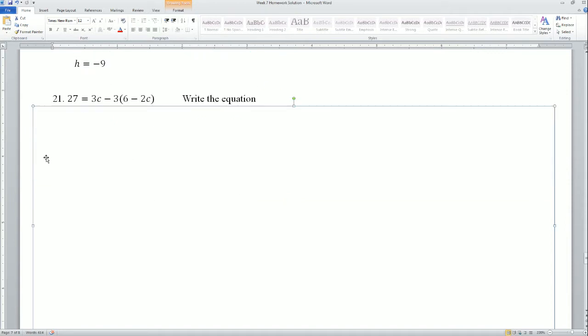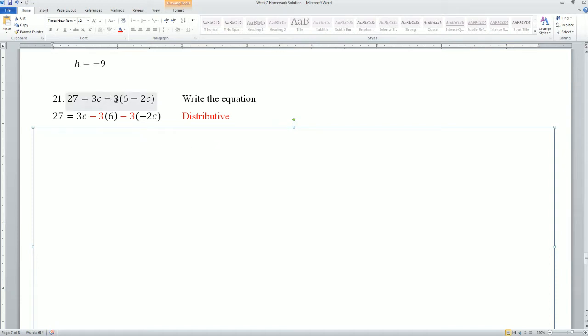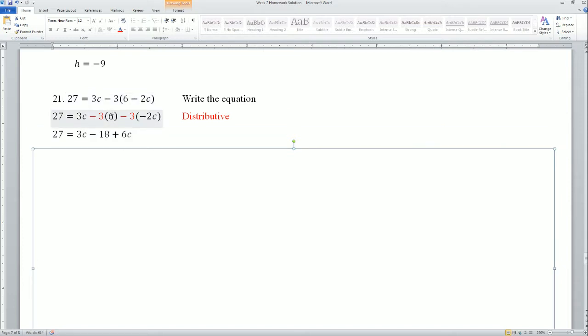21. You write down the equation first, right? You want to get rid of that parentheses, so you're going to distribute negative 3 times 6 and negative 3 times negative 2c, right? Negative 3 times 6 is negative 18. Negative 3 times negative 2c is plus 6c.